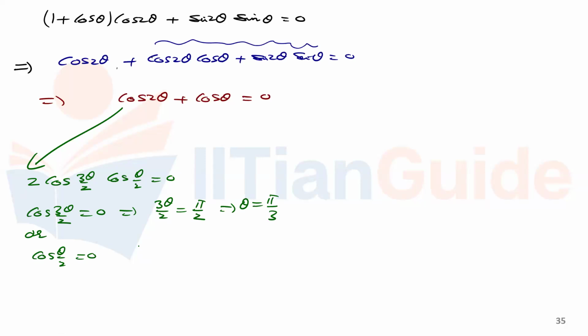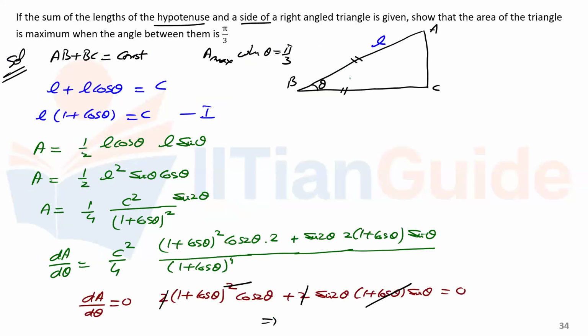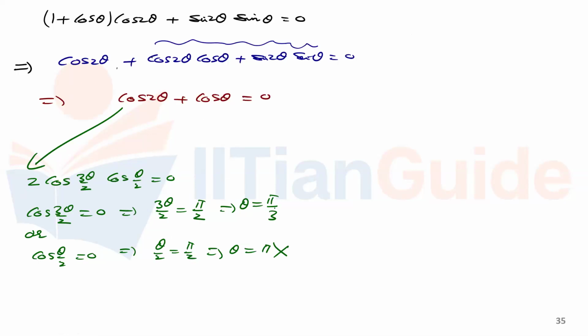Okay. If cos theta by 2 is 0, then I am getting theta by 2 to be pi by 2. That means theta is equal to pi. That is meaningless, because theta is the angle. ये राइट एंगल ट्रायंगल है तो थीटा के लिए 90 डिग्री से कम आएगी. ट्रायंगल का एंगल है वो 180 वैसे भी नहीं हो सकता है. दैट इज मीनिंगलेस. So I got theta to be pi by 3, और वो अपने आप ही मैक्सिमम आएगा.